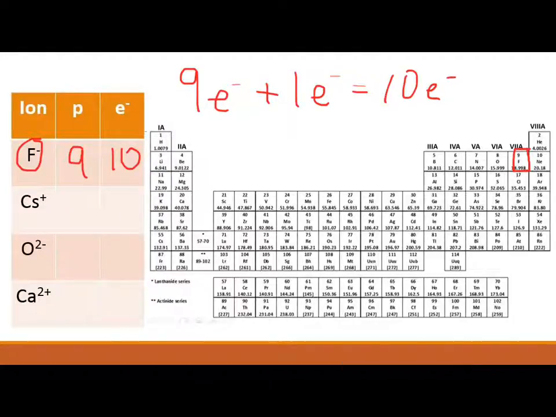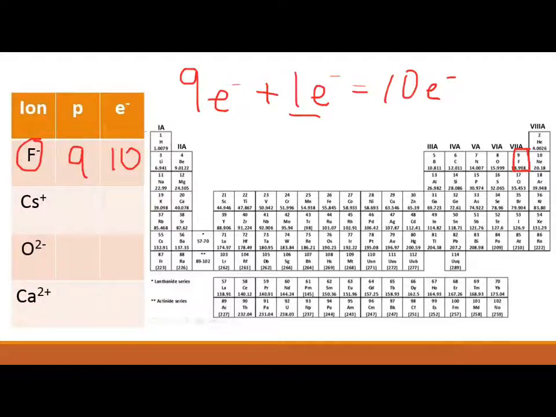Now again, this may seem counterintuitive because you think, well, it has a minus sign. Shouldn't I subtract something? No, remember that electrons are negative. So by adding an electron to it, we've actually added a negative charge. So instead of being neutral with 9 electrons, now it's a -1 with 10 electrons. All right, let's try another one.